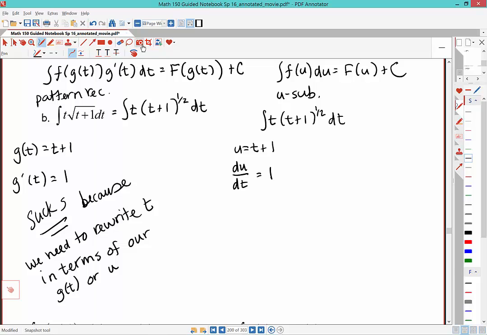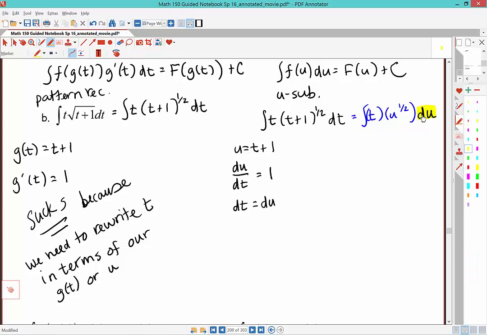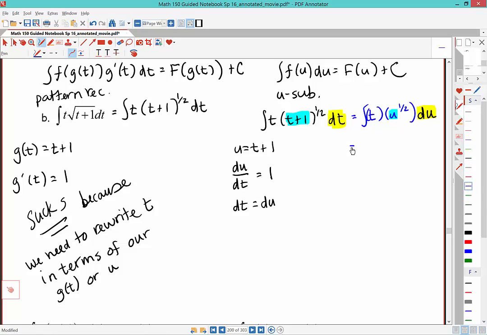Now, coming over here, this is what you're going to see. This is going to give us the integral of t times u to the 1/2, which is all good. And then over here, if I isolate dt, I get du, so I'll get my du over here and match them up. Do you see there's a problem? The problem is this t business that's still here. I do not have this integral in terms of u. So how could I fix this?